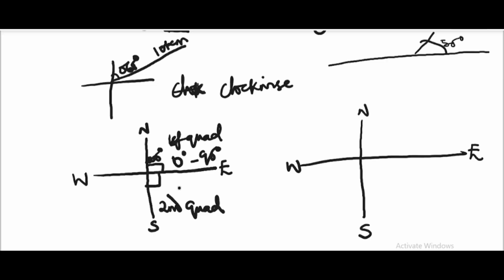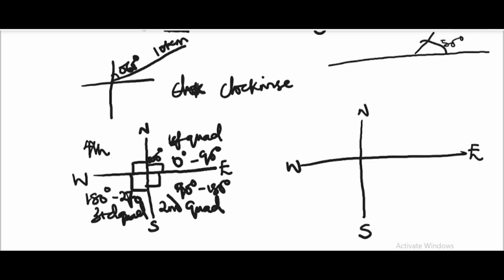Can you see it? So here I have my third quadrant. So I have 180 to 270. While here is my fourth quadrant. So this my fourth quadrant. I have 270 to 360.